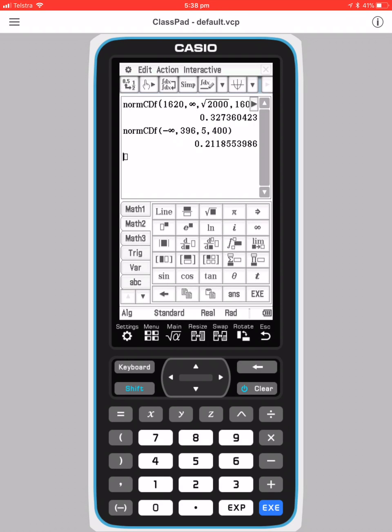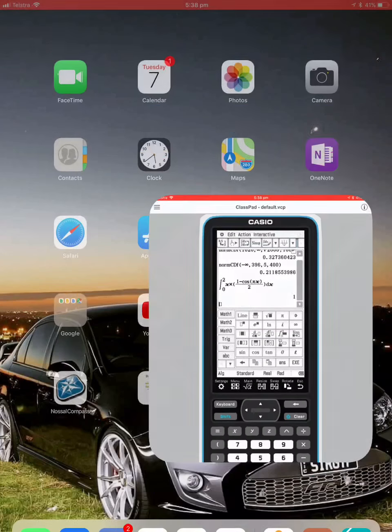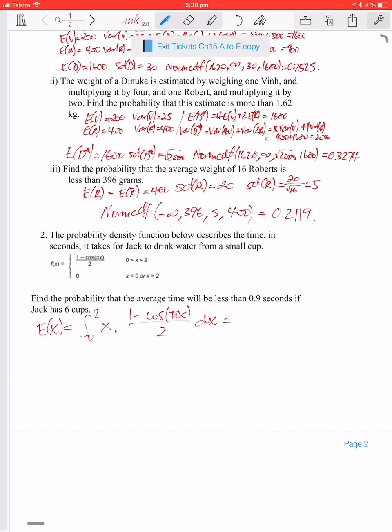So, integral. What I would suggest in here is don't put the x inside, just put it outside. So x times (1 minus cos pi x on 2), I'll show you why in a second, dx. Okay, so that's 1. So my expected value is 1.